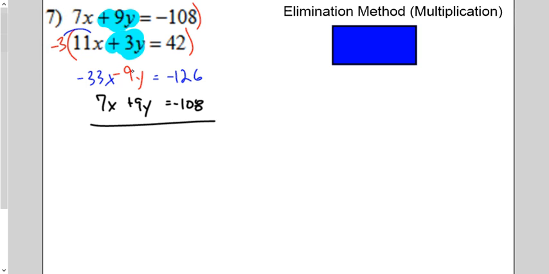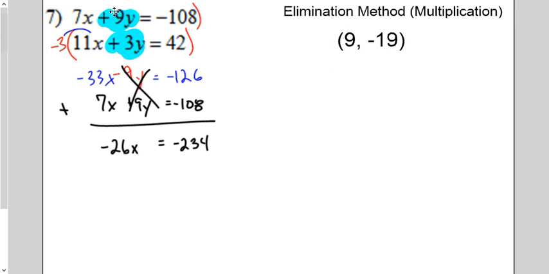So my y's would cancel out when I add them together. This would be a negative 26x. This would be negative 234. And when I divide both sides by negative 26, I find out that x is 9. And then I can plug it back into either one of these equations. I like the top one better. 7 times 9 plus 9y equals negative 108.